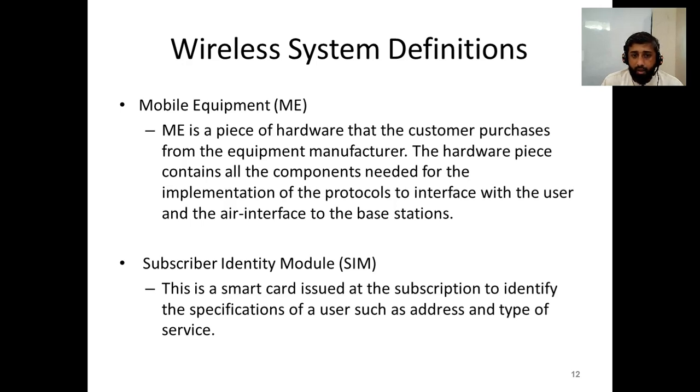Actually, the subscriber identity module is generally also a hardware component.